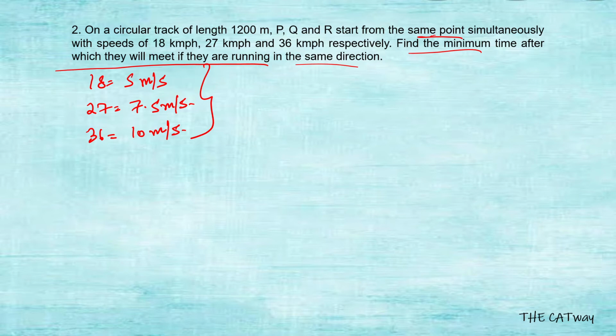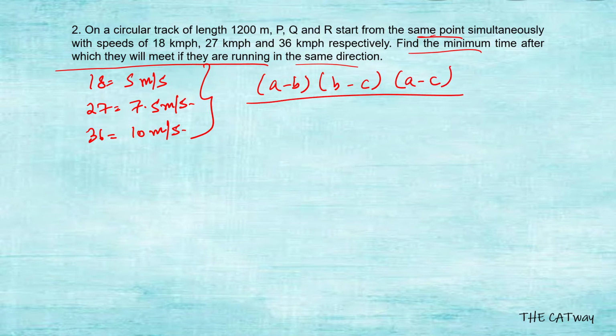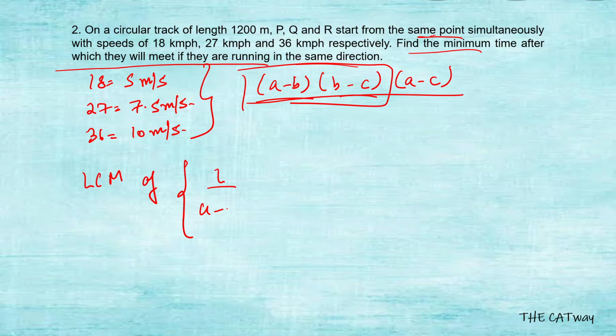The first thing we are going to do is take the LCM. Three pairs are there: A minus B, B minus C and A minus C. You can take any two pairs and find the LCM the way I have told you in the previous video. So I'm taking A minus B and B minus C. We have to find the LCM of L divided by A minus B and L divided by B minus C.